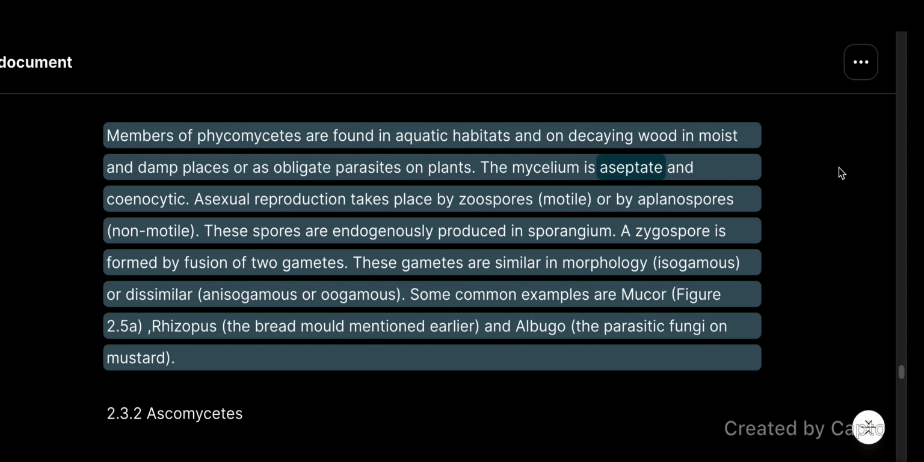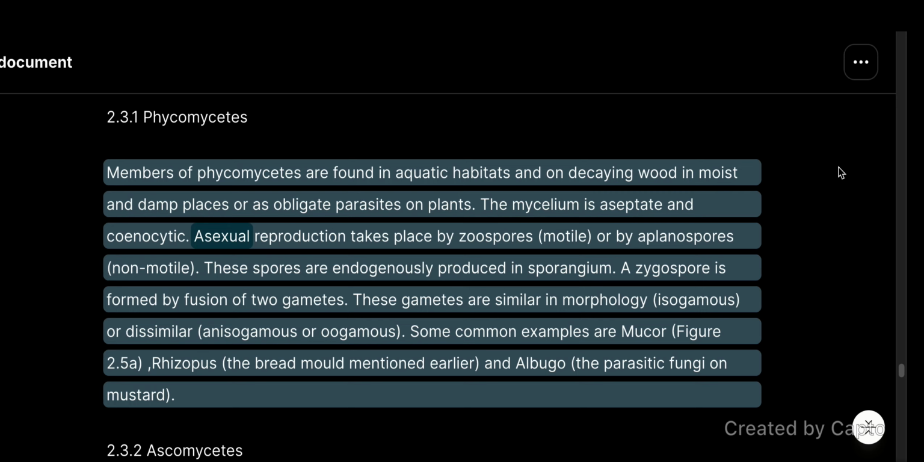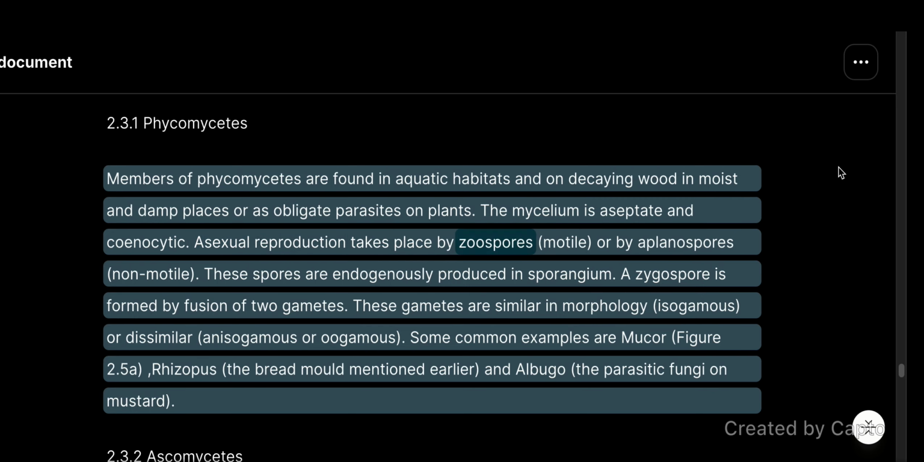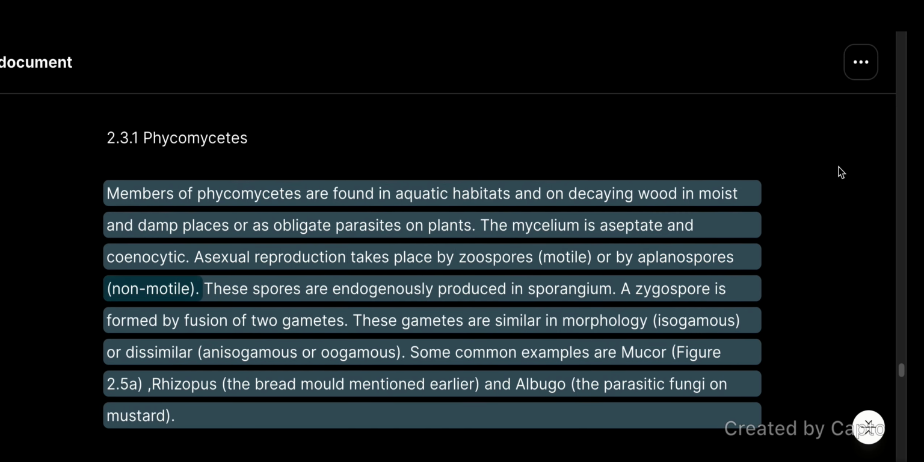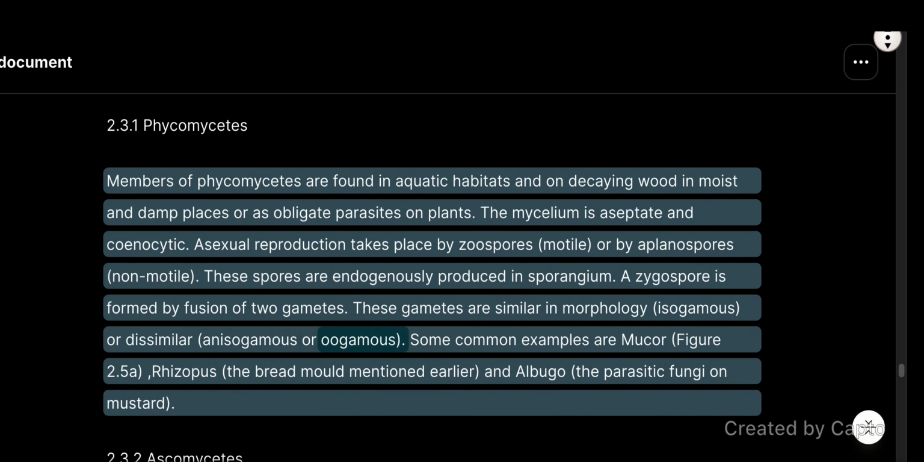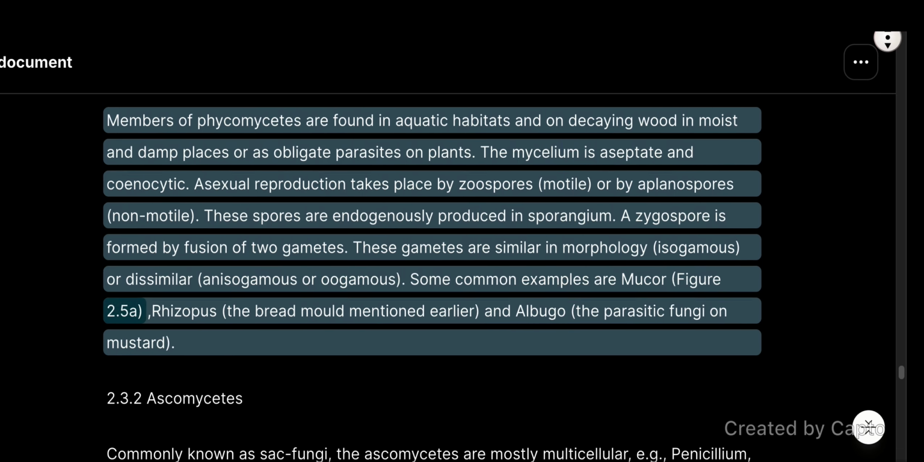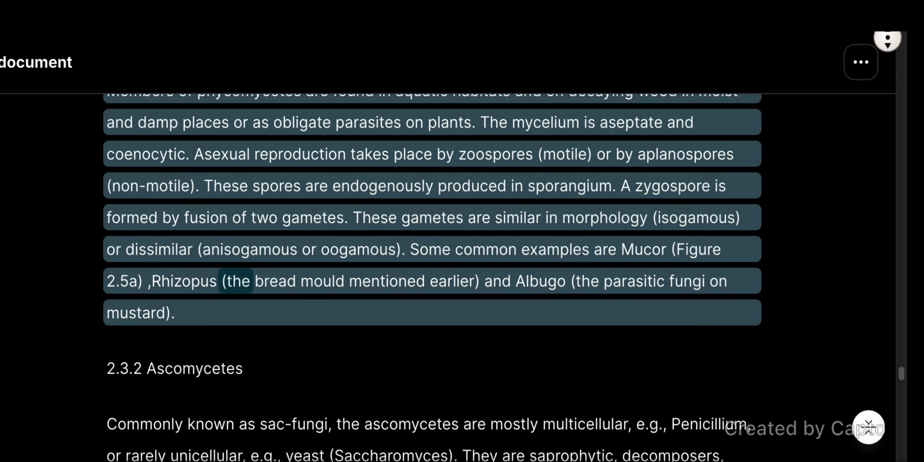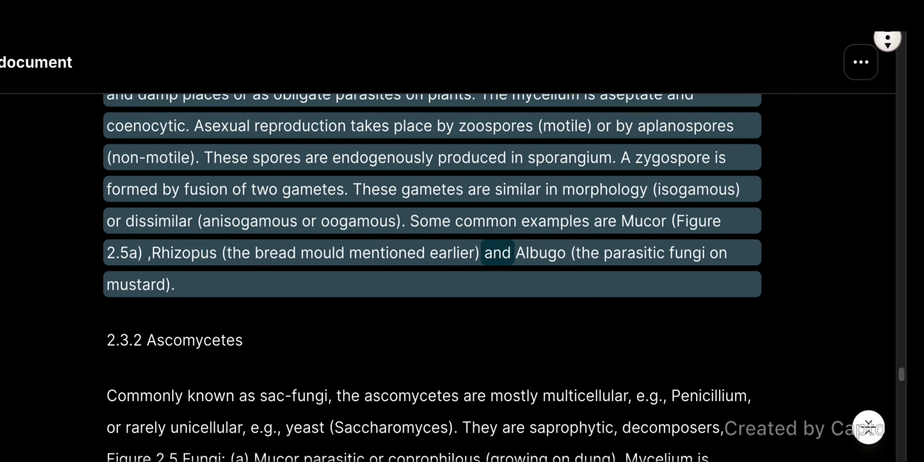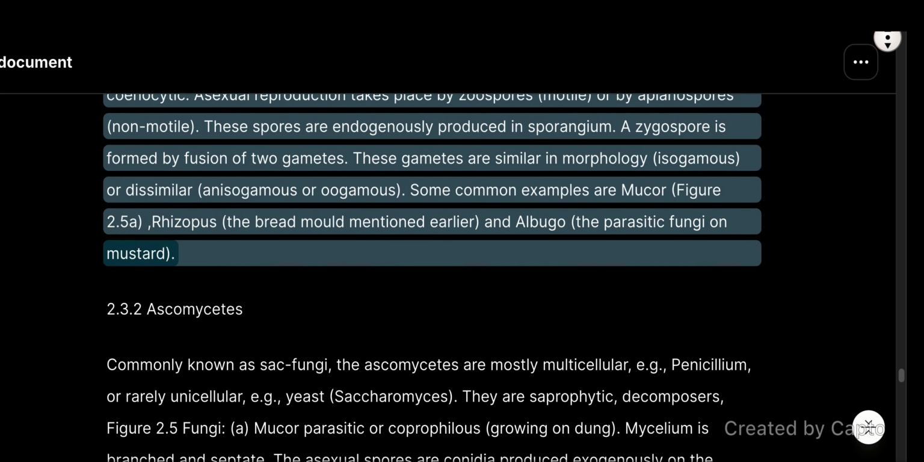The mycelium is aseptate and coenocytic. Asexual reproduction takes place by zoospores, motile, or by aplanospores, non-motile. These spores are endogenously produced in sporangium. A zygospore is formed by fusion of 2 gametes. These gametes are similar in morphology, isogamous, or dissimilar, anisogamous or oogamous. Some common examples are Mucor, figure 2.5a, Rhizopus, the bread mold mentioned earlier, and Albugo, the parasitic fungus on mustard.